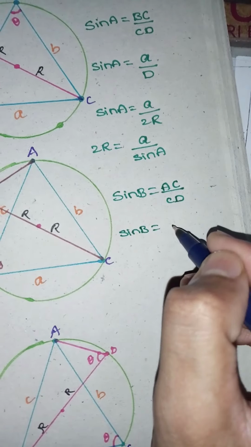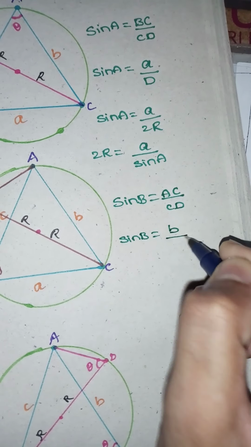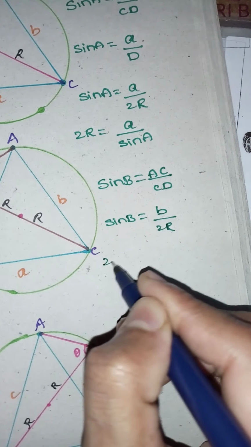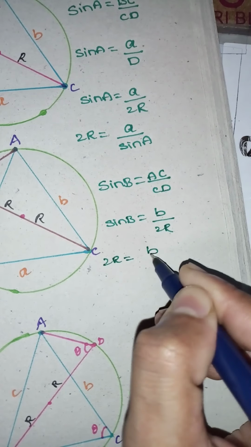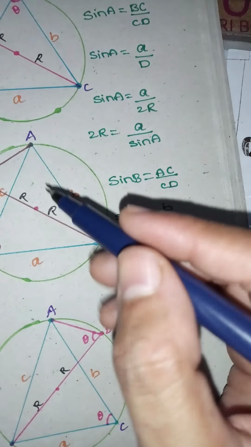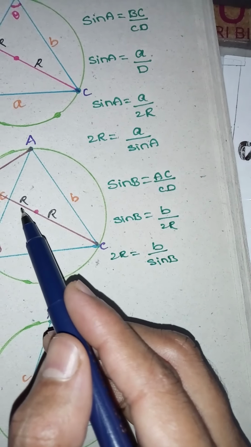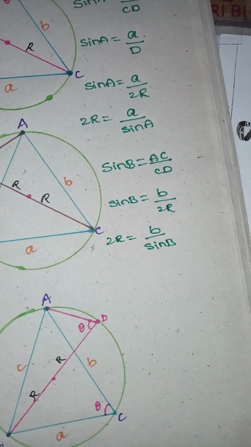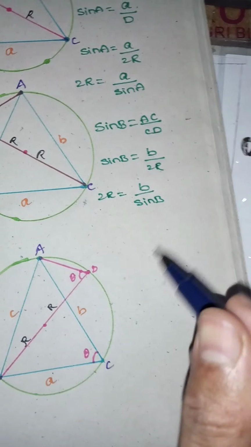Sine B is equal to AC, which is small b, and CD is 2R. Again I will make 2R equal to b by sine B. See the triangles here, the brown color triangle followed by the blue color triangle here. Okay now, come to the next section.